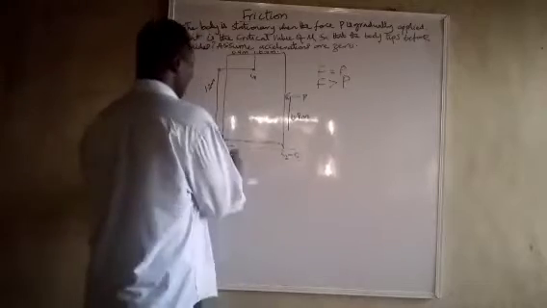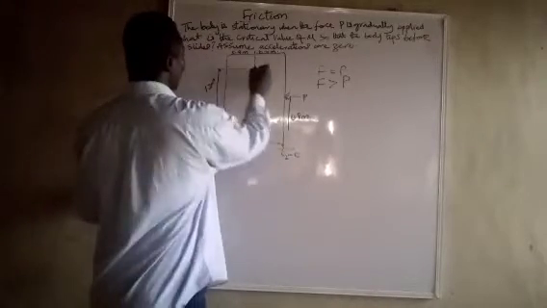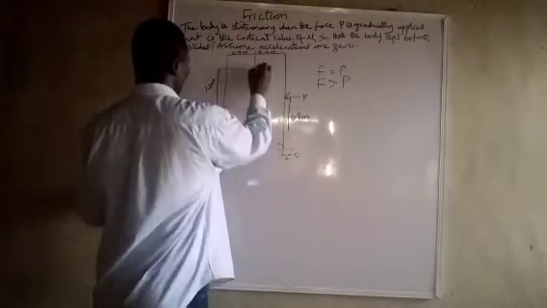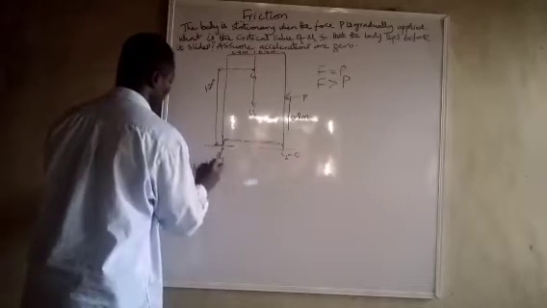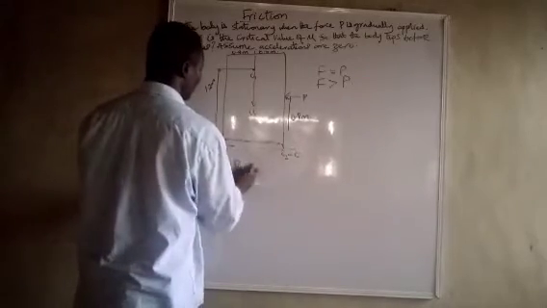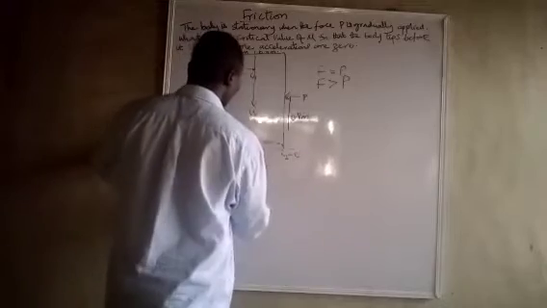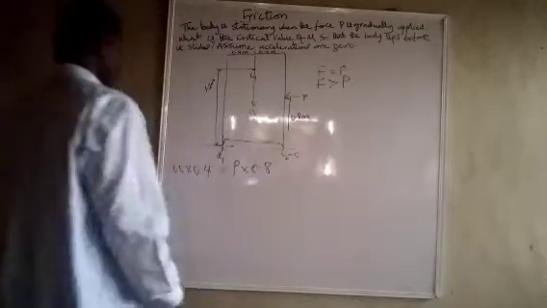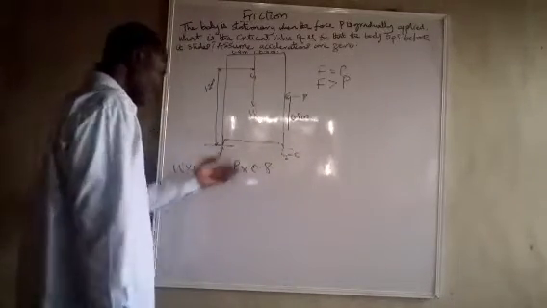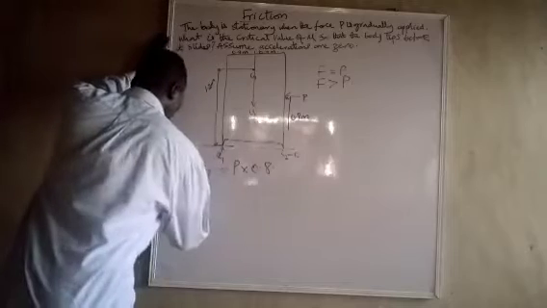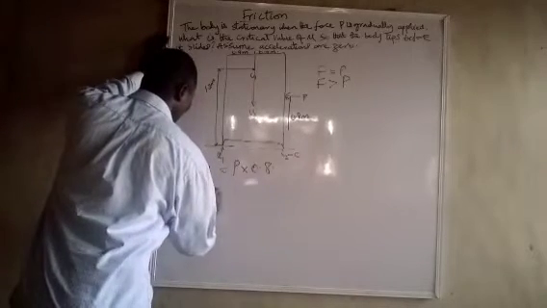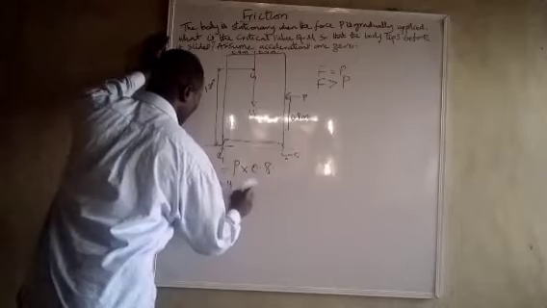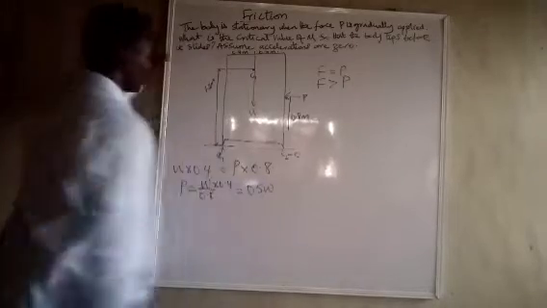Take a moment about this other point. Let's make the weight to be W. So W comes like this. So W times 0.4 is equal to P times 0.8. And P will be equal to W over 0.8 times 0.4, which will be 0.5 W.